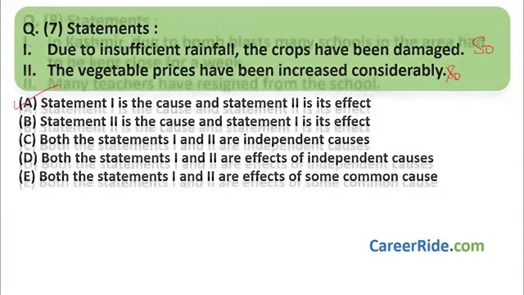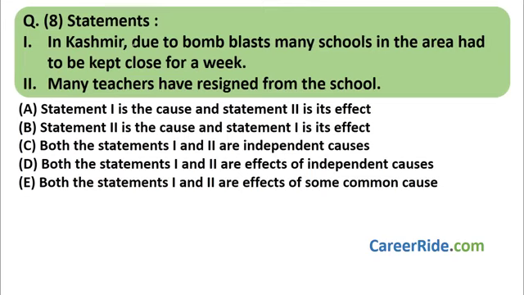Moving to next question. Statements: in Kashmir, due to bomb blasts, many schools in the area had to be kept closed for a week, so many teachers have resigned from the school. Now this does not make sense, that due to bomb blast schools were closed and so the teachers resigned, but still let's check the other way around. Many teachers have resigned from school, so in Kashmir due to bomb blast many schools were closed. Again, this does not make any sense. So option A and B is not there.